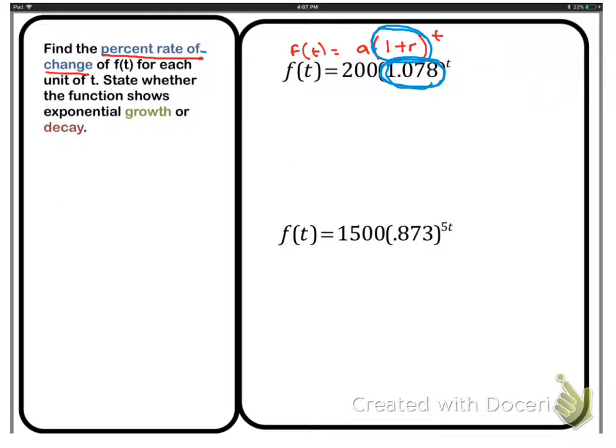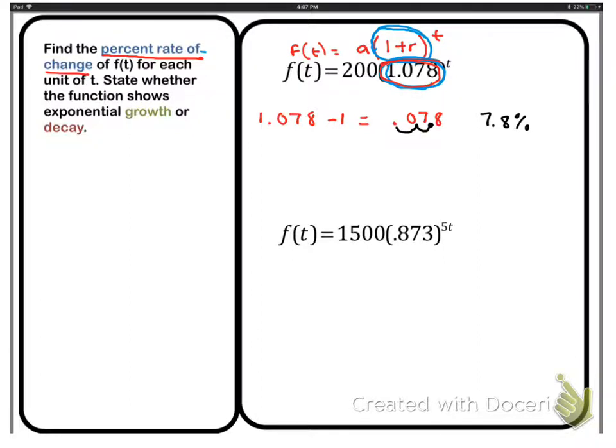So what we're going to do, we're going to take 1.078, right, the number from this parenthesis, and we're going to subtract the 1 away, and that's just going to leave us with the rate. And that'll be 0.078. But now that is just a decimal. And remember that it's asking for the percent rate of change. So 1, 2, 7.8% rate of change.